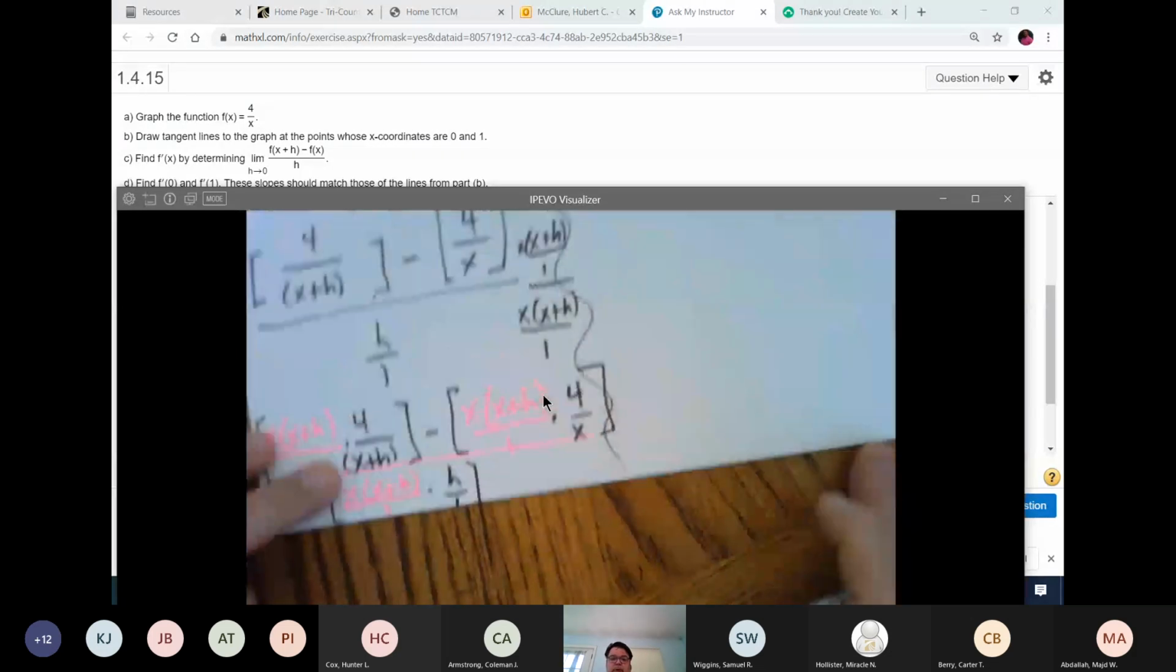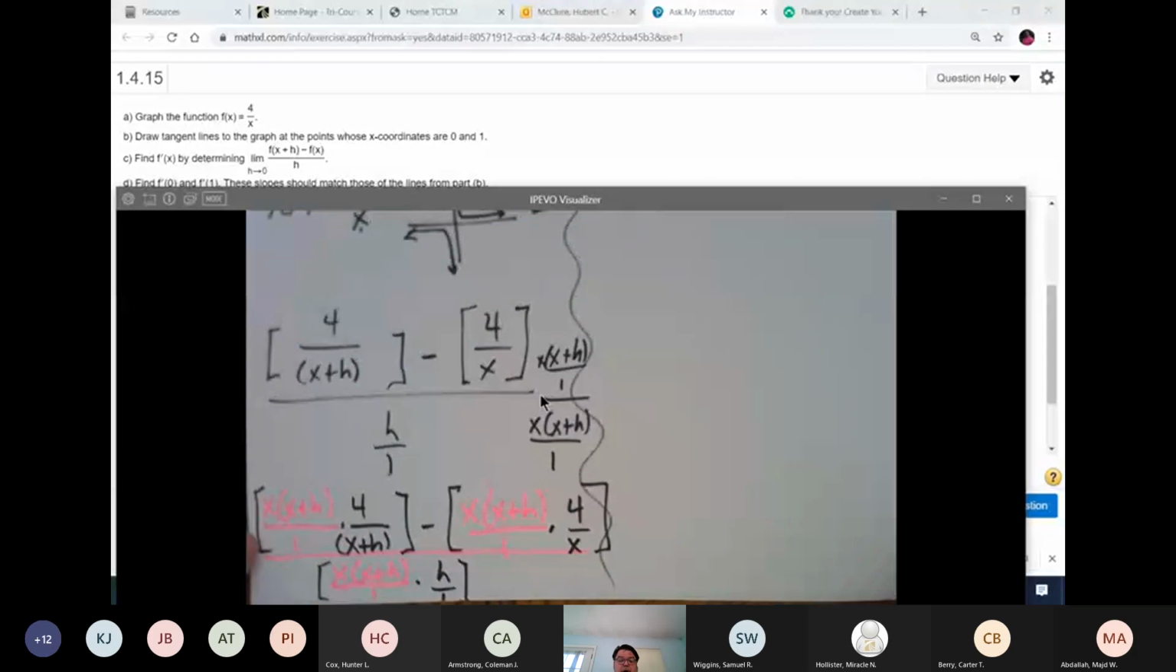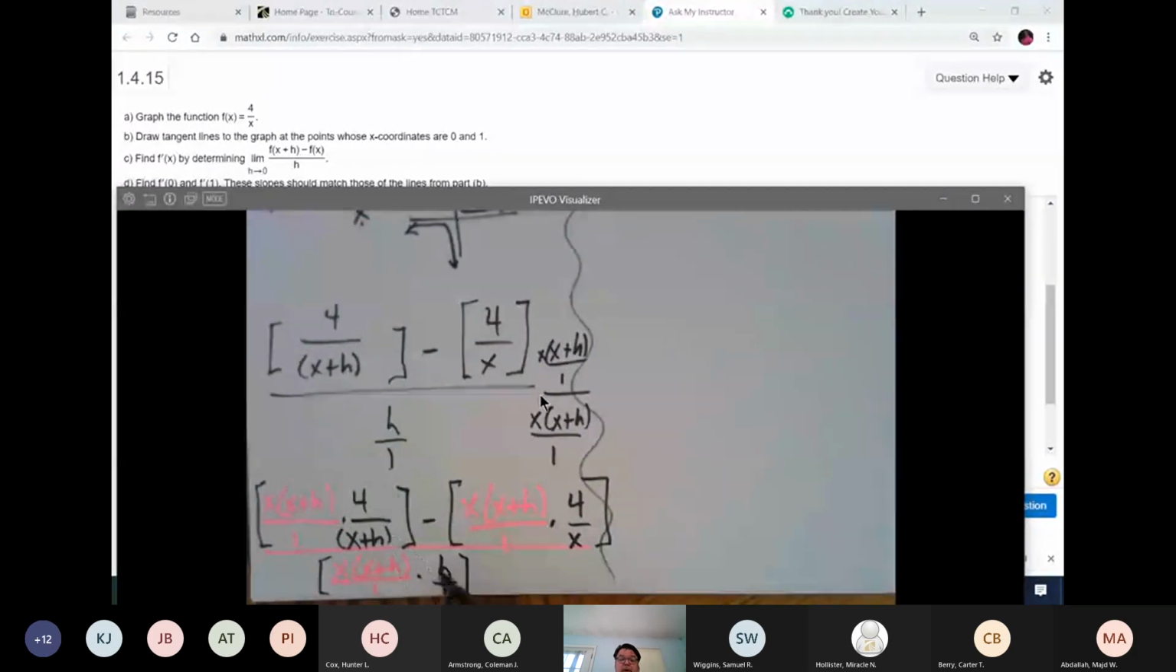There we go. All right, now I want y'all to do your algebra right here and simplify this, because you see that the x plus h cancels and the x cancels, and this is x times x plus h, or x times x plus h, so go ahead and simplify that.